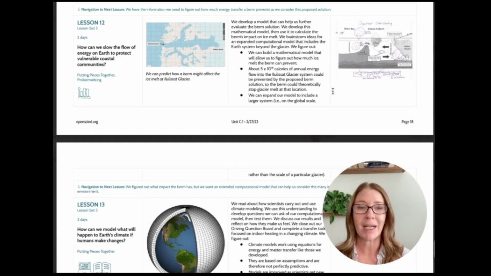This is a transfer task, but it's what we call a near transfer task, which means we're going to take the science ideas we've developed the whole time, but we're actually going to use them to explain the anchoring phenomenon. And we're going to calculate how much energy that berm is going to stop from transferring to the glacier. And so we are going to annotate a model, and we're going to do some calculations, and that will be an individual transfer task for students to really explain this berm solution.